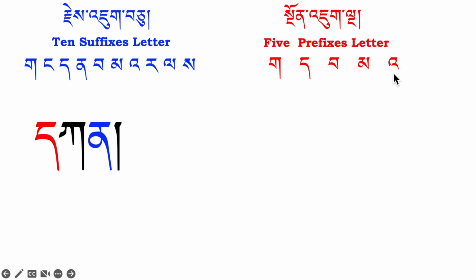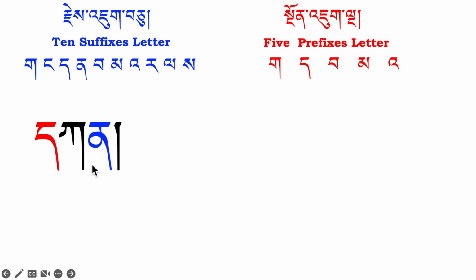Also keep in mind that there are only 5 letters that can go before the root or main letter. This is only 5: ka, ta, pa, ma, ha. There is no other letter that can be before the root letter. That's something we have to keep in mind and not forget. Okay, let's start reading.